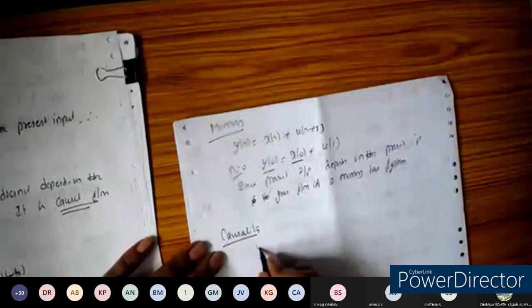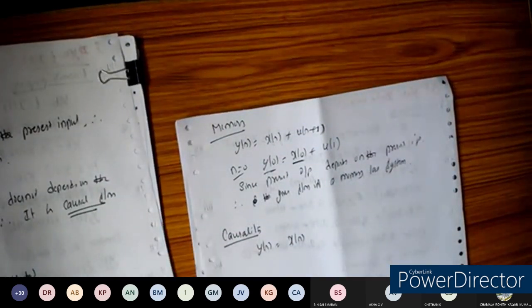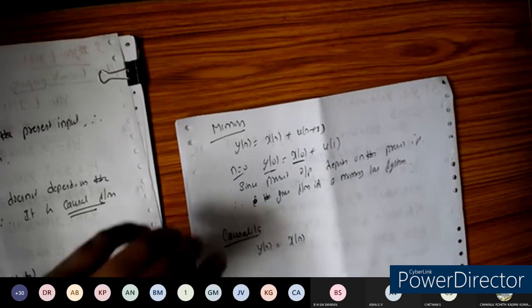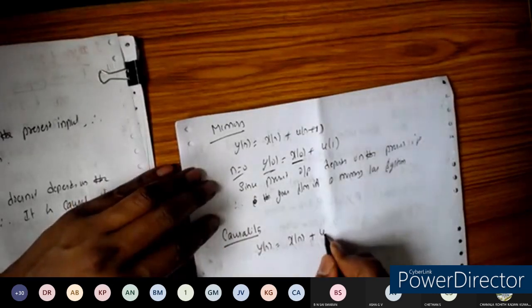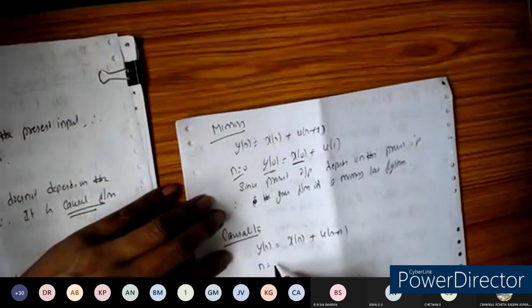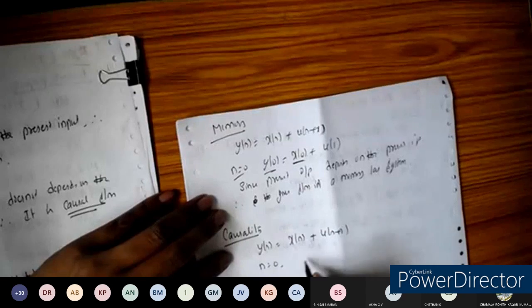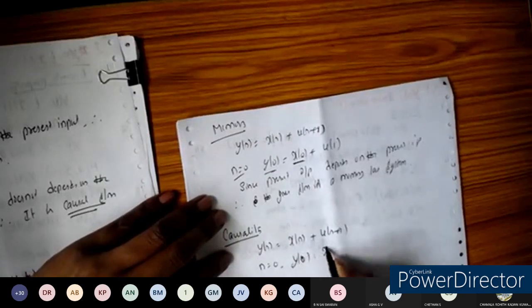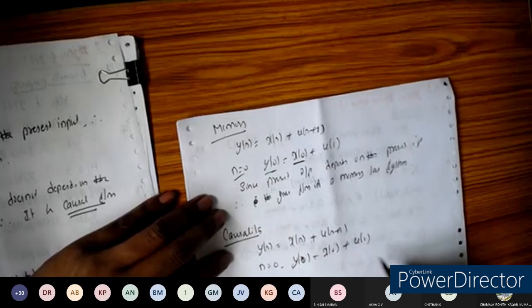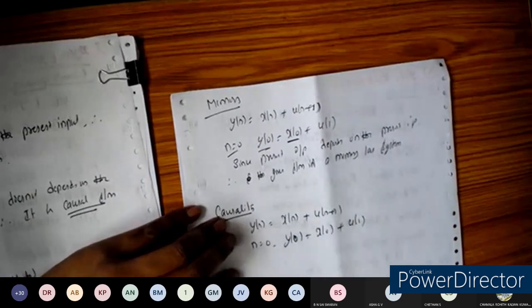Causality. Here y of n is equal to x of n plus u of n plus 1. You can see that if I substitute n equal to 0, this becomes x of 0 plus u of 1. Since the present output depends on the present input only, and does not depend on the past input, the given system is a causal system.